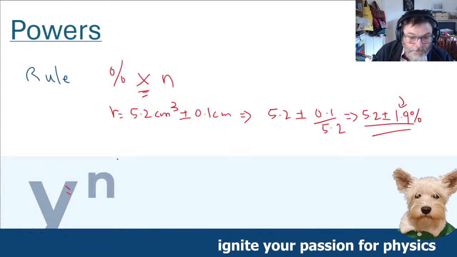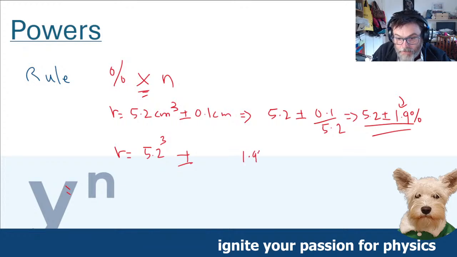So now it's really just a question of cubing everything, because we want to know what is the error on r cubed, the radius cubed, the volume in other words. So we take 5.2 and we cube that. Then it'll be plus or minus the 1.9% that we just worked out, and then you bring the power, which in this case is 3, and stick that down the front. So you can see this is nearly 6%. It's going to be 5.7%, isn't it?